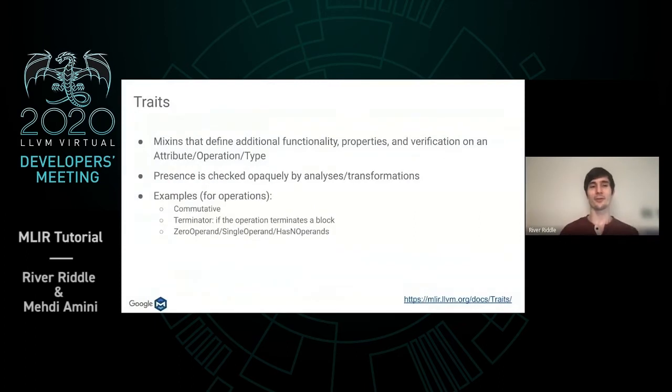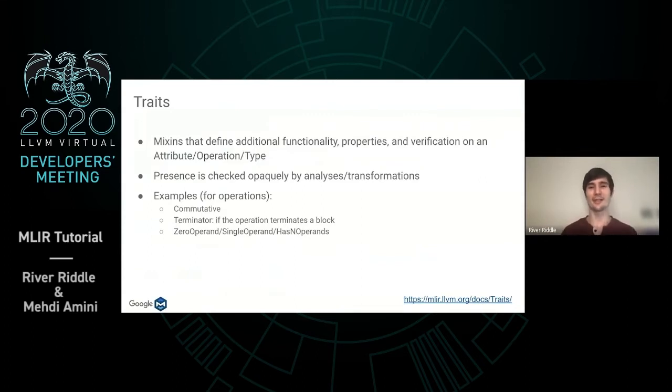So if we're talking about doing transformations in MLIR, we have a very strong tendency to do things generically. Reusing code is a very, very integral concept for the infrastructure. And one of the ways that we do that is with this mechanism called traits. And traits are effectively just mix-ins that add additional functionality, properties, verification for a specific entity. So that could be an attribute, an operation, or a type. And often the additional functionality, the property, is just the presence of the trait or not.